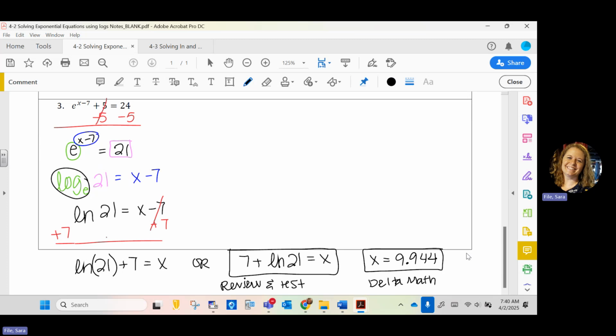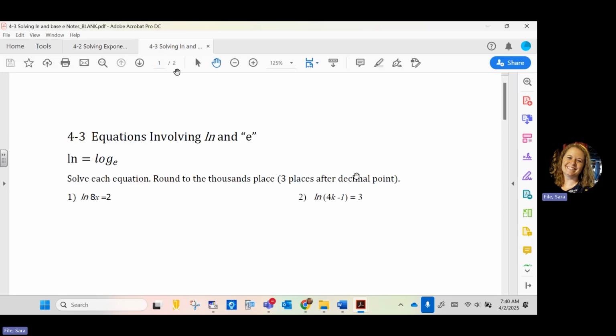Y'all feel okay about this? It's really just the reverse of what we did yesterday. Yesterday, we started with logs and changed them to exponentials to solve. Now this is starting with exponentials and changing them to logs to solve. No questions right now? Awesome. So let's go ahead and look at that second page I gave you, the 4-3. We're doing this today instead of tomorrow, so we can do a practice activity tomorrow combining all of our solving.